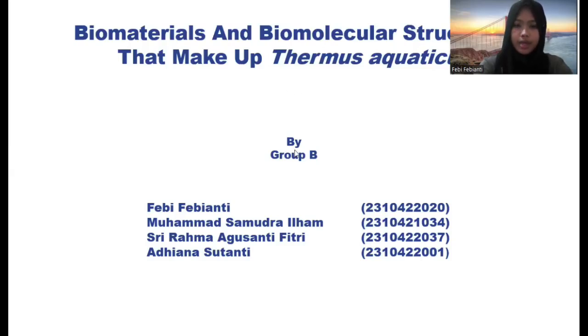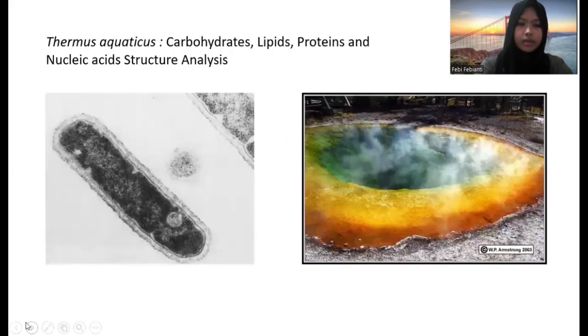So we are from Group B, with a presentation about biomaterials and biomolecular structure that make up Thermus aquaticus. Before we start our presentation, let me introduce our group. My name is Febi Febianti and my partners are Muhammad Samudra Ilham, Sri Rahma Agusanti Fitri, and Adiana Sutanti. As for the structures that will be analyzed, they are the structures of carbohydrates, lipids, proteins, and nucleic acid.